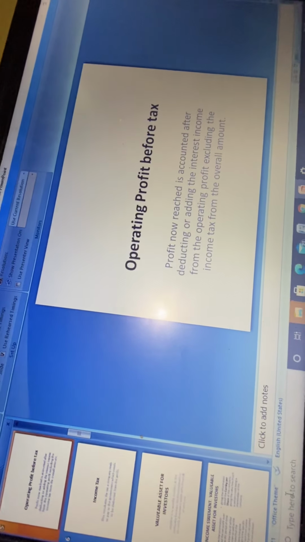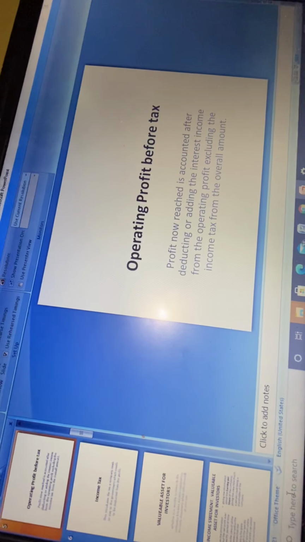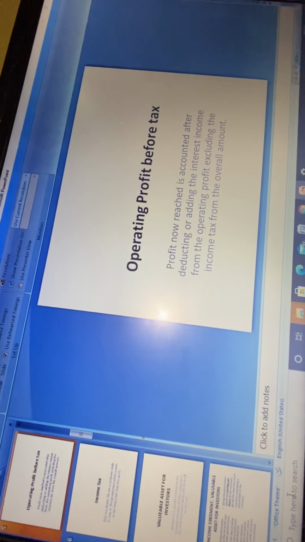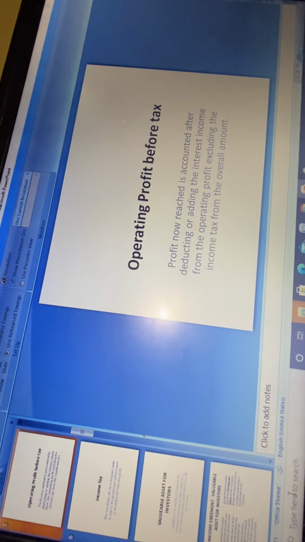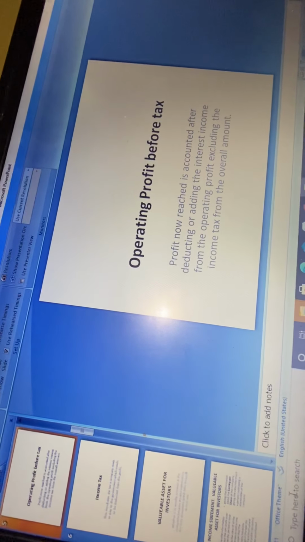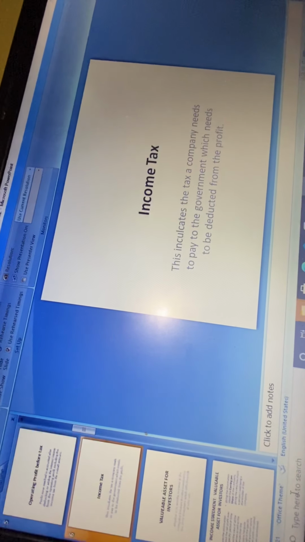So next is the operating profit before tax. This is the profit on which tax is not applied. The profit reached is accounted after deducting or adding the interest income from the operating profit, excluding the income tax from the overall amount. Means it is the profit that is before tax.